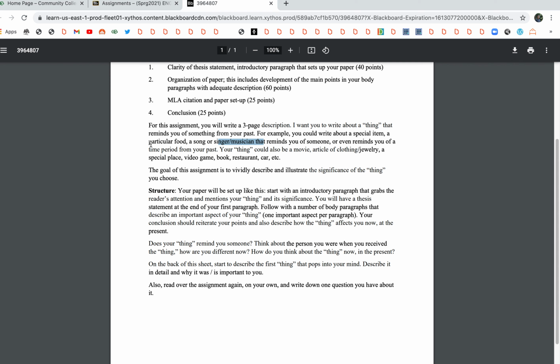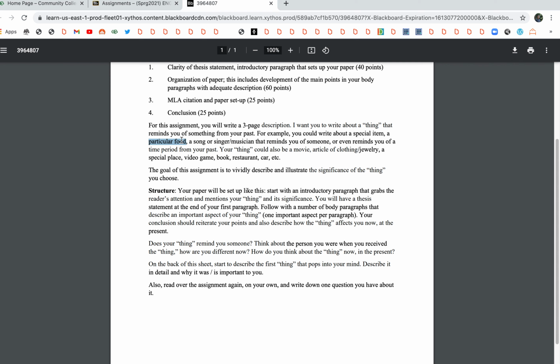A particular food. This is interesting. Do you have a particular food that's important to you that reminds you of family, friends, time periods, people, a place? Because this is a description, I really want you to focus on describing the thing. If it's a food, describe preparation, eating, the smells, the taste, the texture, the color, right?